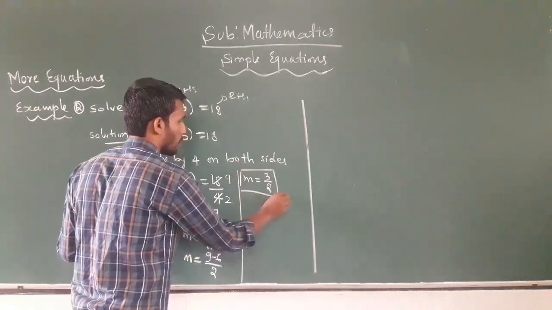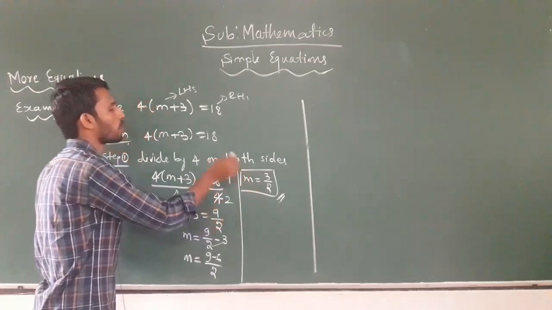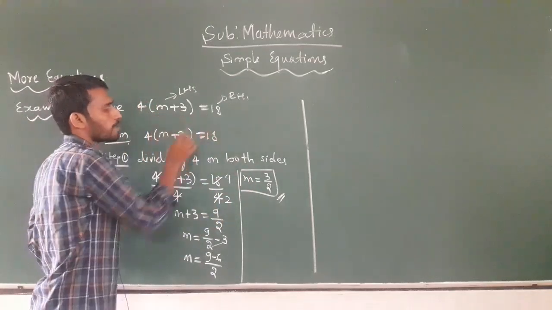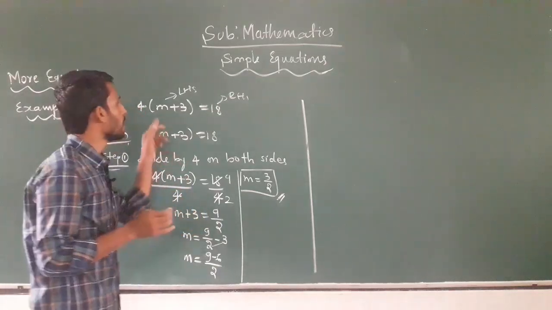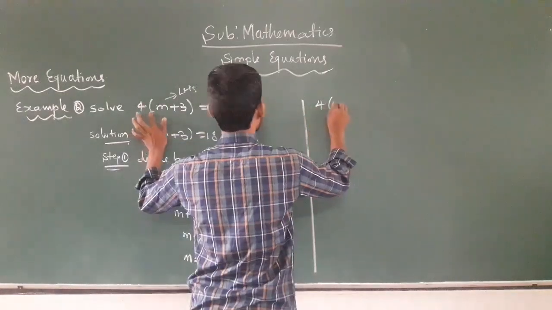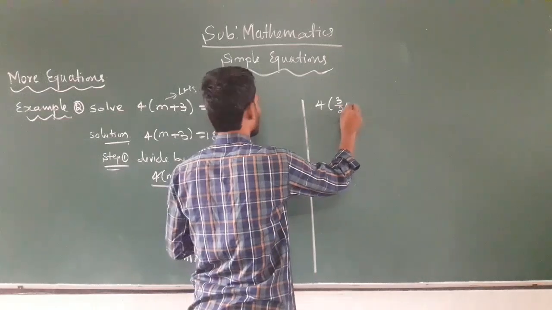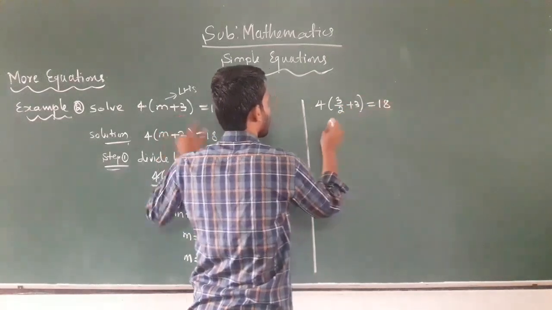This is the solution. Dear student, to check this m value, we have to put it in this equation. If LHS and RHS both are equal, then we can say that the equation is satisfied. Now I will check here if it is satisfied or not. See, we are putting the m value: 4 in the bracket 3 by 2 plus 3 is equal to 18.